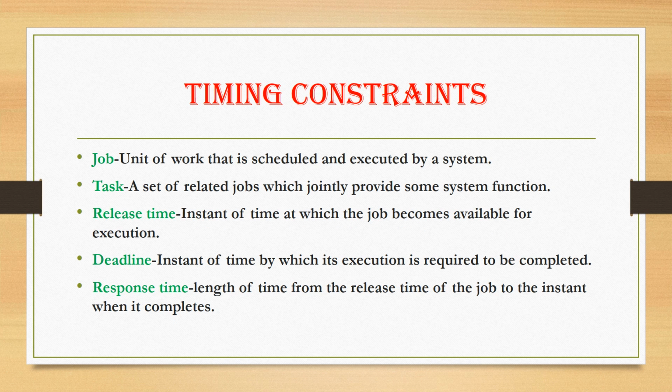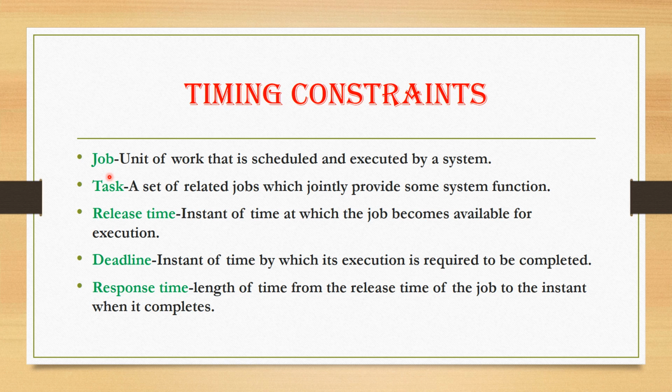So next we are going to see the timing constraint. Before going into the timing constraint, we should know some definitions: what is a job, what is a task, what is release time, what is deadline, and what is response time. First let us see what a job is. A job means a unit of work that is scheduled and executed by a system. That means a single small piece of work, only one work, is called a job. A collection of jobs is called a task. So this is a task done by the embedded system.